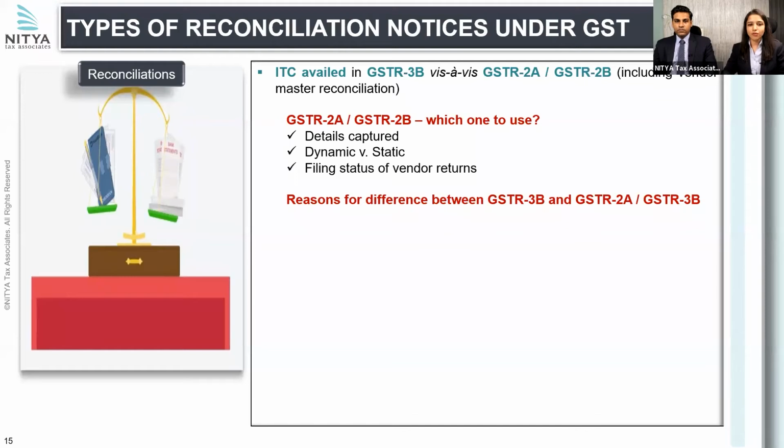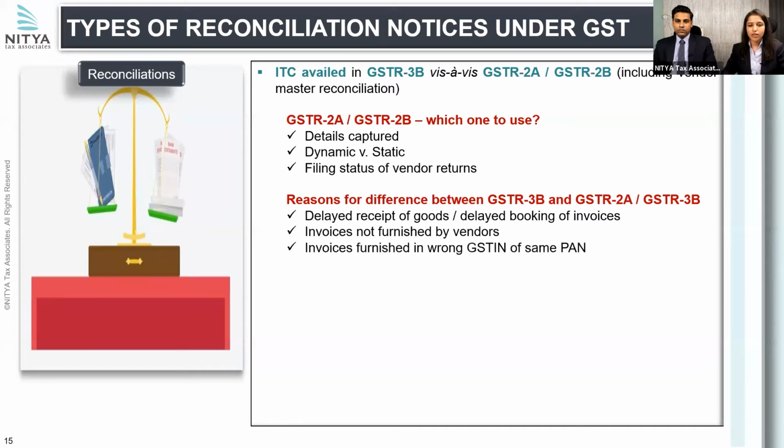Considering this difference, now let us understand the reasons for differences between 3B and 2A, 2B. The first reason is delayed receipt of goods or delayed booking of invoices. This can be because of various reasons. Invoices not furnished by the vendors in their GSTR 1. Invoices furnished in wrong GSTIN of same PAN. Ineligible ITC. And preceding year invoices which have been reported after a certain period of time.